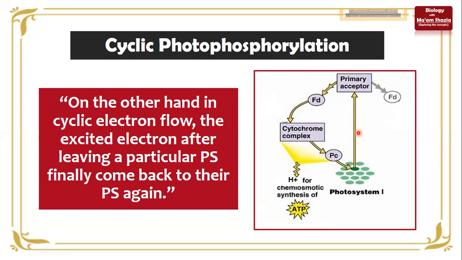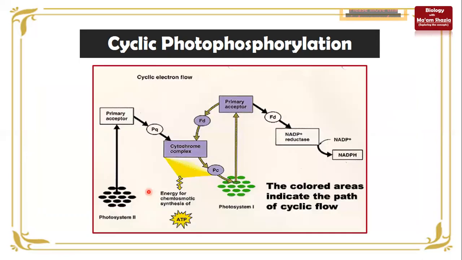In the cyclic electron flow, the excited electrons, after leaving a particular PS, finally come back to their PS again. So this is cyclic photophosphorylation on the whole. Here is the primary electron acceptor, then plastocyanin, then cytochrome, then PC. Photosystem 1 gets excited through a photon, and the colored area is indicating the cyclic photophosphorylation.